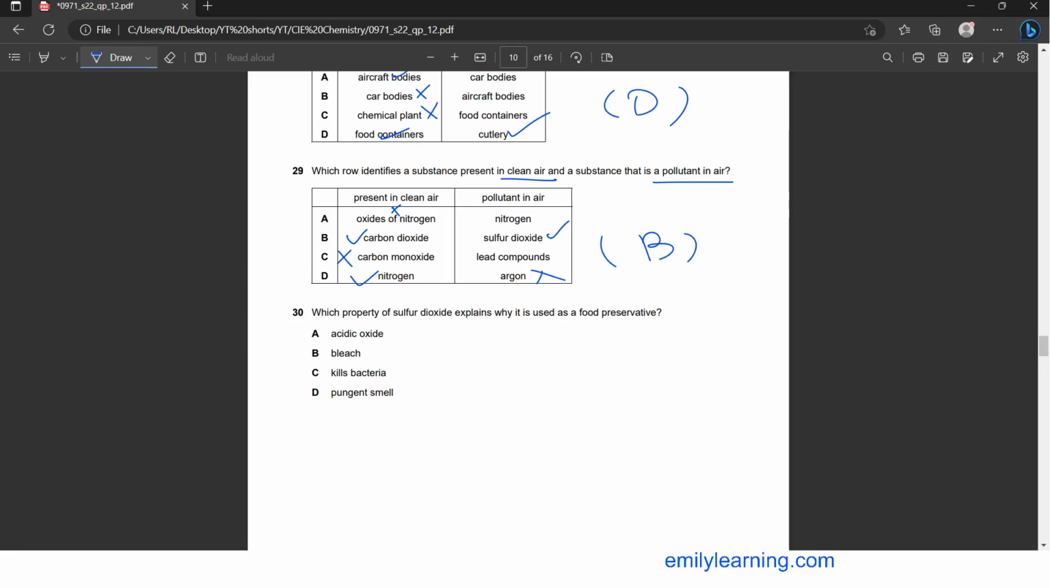Next, which property of sulfur dioxide explains why it can be used as a food preservative? This one is basically just memory work. The reason why it is used as a food preservative is because it can kill bacteria.